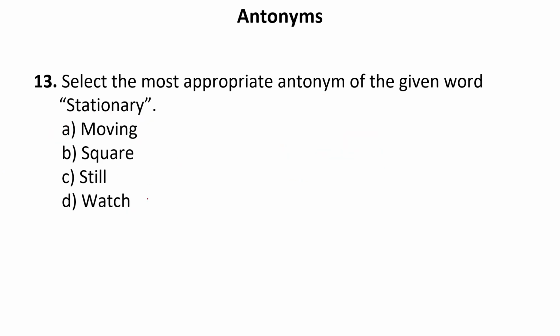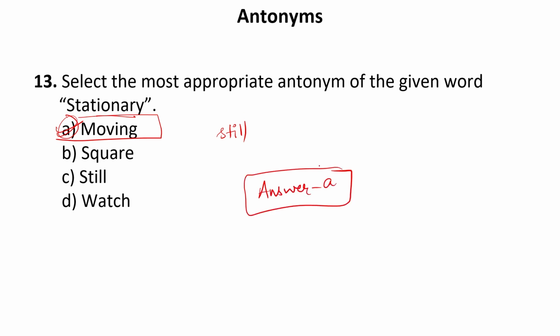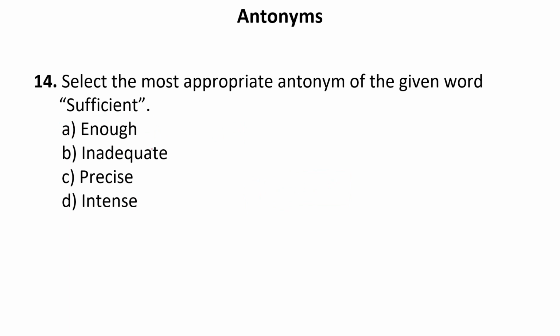Now let us move to the next one. Select the most appropriate antonym of the given word is stationary. Stationary means when something is still at one position only. So the antonym of it will be moving, which shows movement. So our answer is A. If we look at the options, square, still, watch. Still can be the synonym, square and watch does not suit the theme.